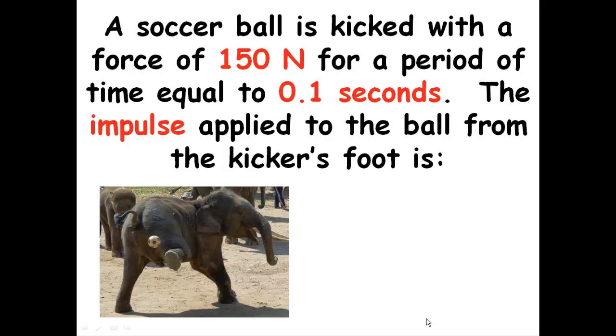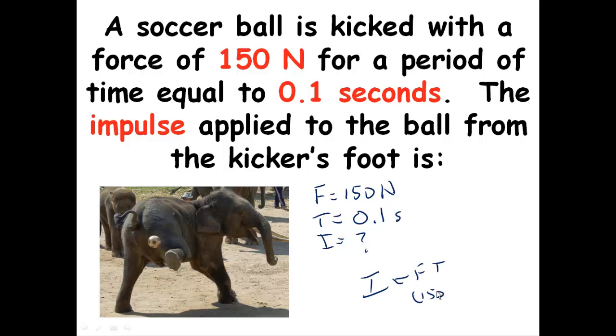So let's do a real quick calculation. A soccer ball is kicked with a force of 150 newtons for a time of 0.1 seconds. What's the impulse? Well, I is equal to F times t. F is 150. Time is 0.1. So the impulse must be 15 Newton seconds. All right, let's try the next thing.